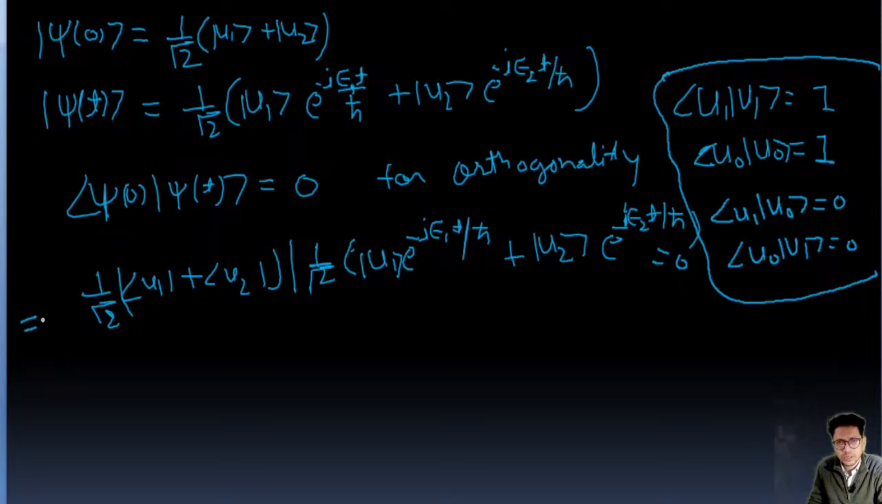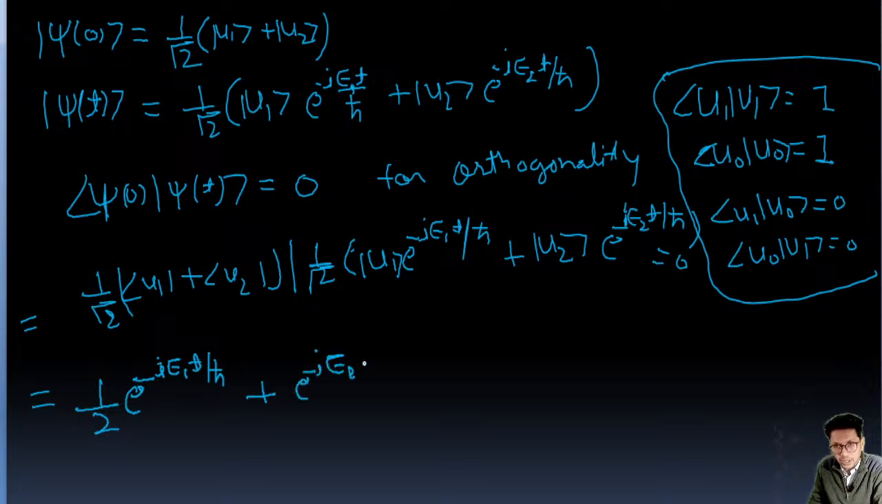So this value is going to be 1 upon 2 e to the power minus iota e1t upon h cut plus e to the power minus iota e2t upon h cut equal to 0.